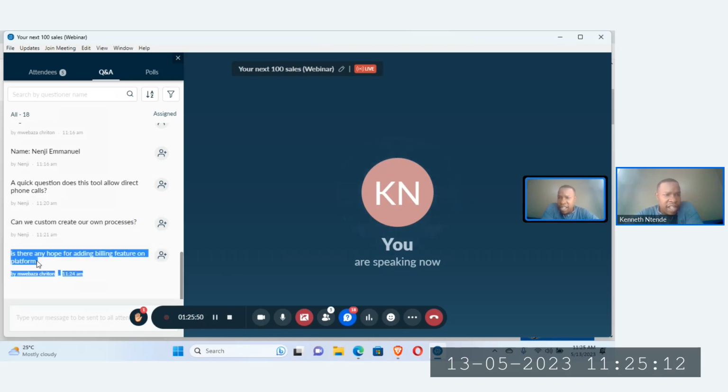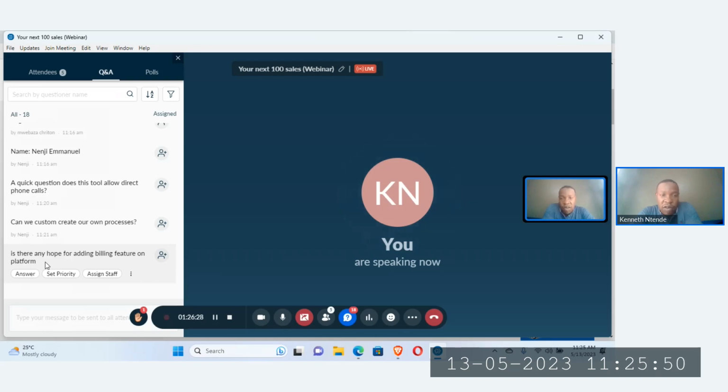I've seen another question here. Is there any hope of adding billing features? We're adding, based on clients' demands, a couple of things. Number one, we're adding the ability for you to add invoices and quotations. We didn't have it in our plans at first, but we've had literally about 40 customers request for it, so we're adding that. And once we have that, we're also going to enable payments. Once you issue an invoice, you can embed a payment option and collect payments from anywhere across Africa or the rest of the world. So that is the billing option that we have.